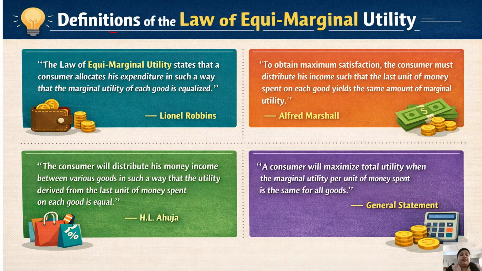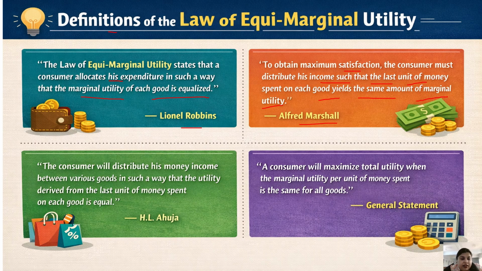A number of economists give various definitions. The first one is Robinson. Robinson defines equimarginal utility as: the consumer allocates his expenditure in such a way that the marginal utility of each good is equalized. Again, Alfred Marshall says that to obtain maximum satisfaction, the consumer must distribute his income in such a way that the last unit of money spent on each good yields the same amount of marginal utility, as we saw in the earlier slide. The third one is Ahuja.